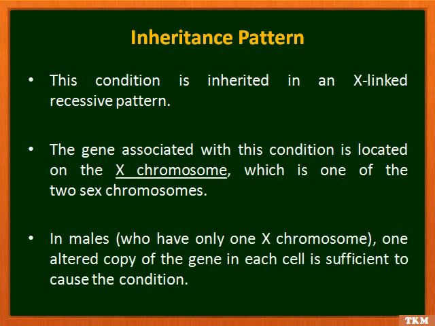So what is the inheritance pattern? This condition is inherited in an X-linked recessive pattern. To understand in depth about the X-linked recessive pattern, please do refer to my previous lectures. The gene associated with this condition is located on the X chromosome, which is one of the two sex chromosomes. As we all are aware, males have only one X chromosome and the other one is a Y chromosome. So one altered copy of the gene in each cell is sufficient to cause the condition.